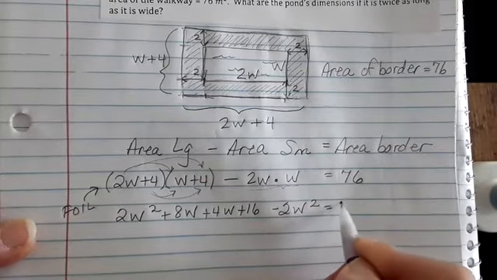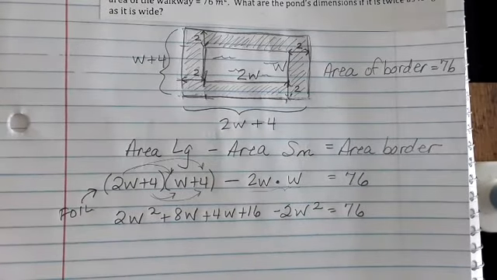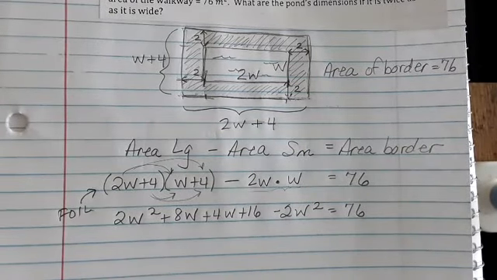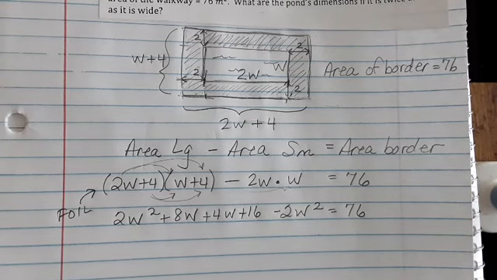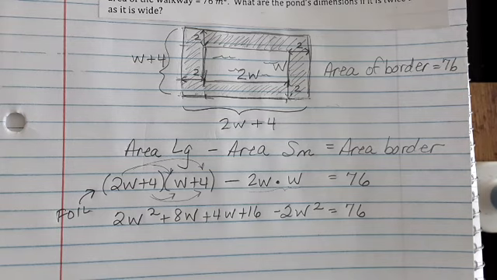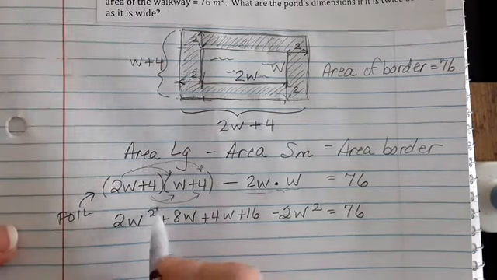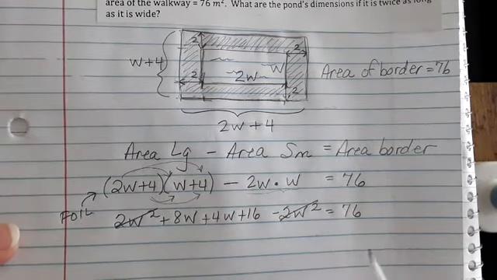See if you agree with that. Is that your first line after foiling? What do you notice is going to happen with the 2W squareds? Those will cancel out, because remember, we haven't gone over yet how to solve an equation with a square term. So at this point, we're hoping they cancel out. 2W squared minus itself will be gone.